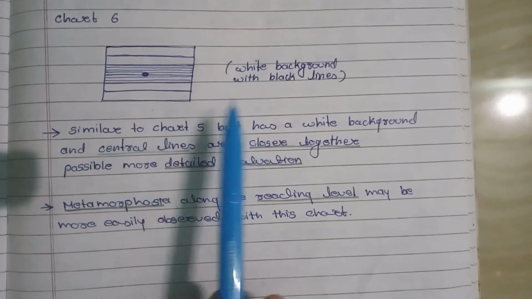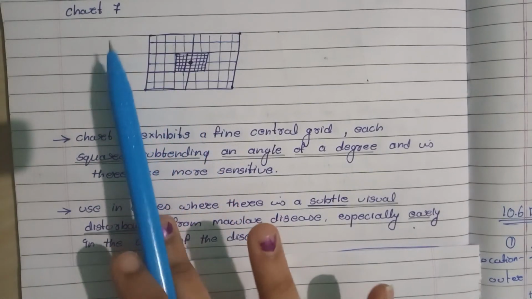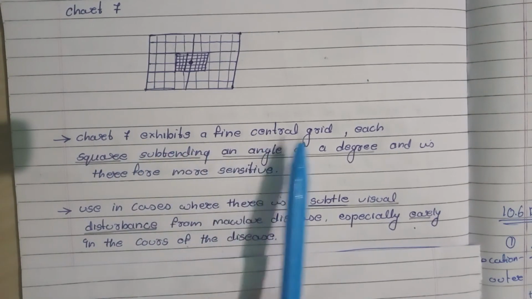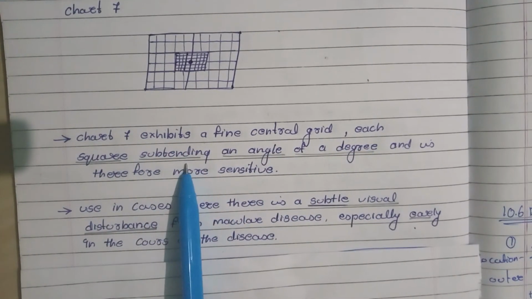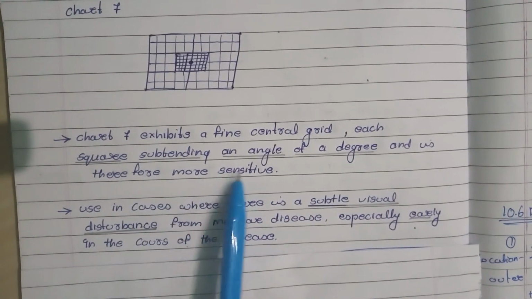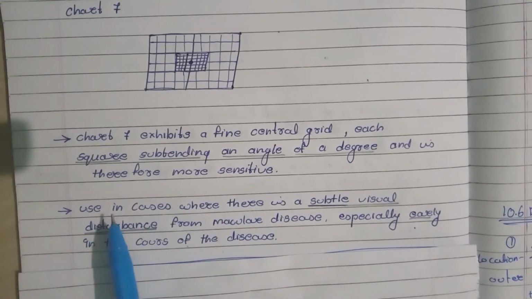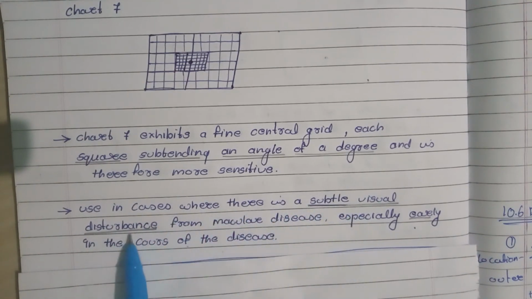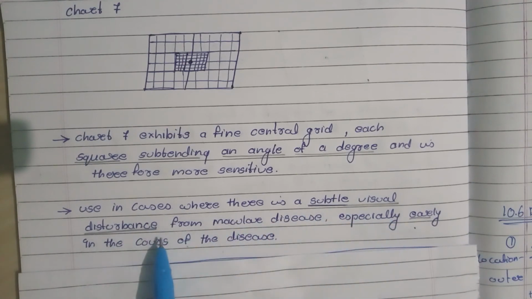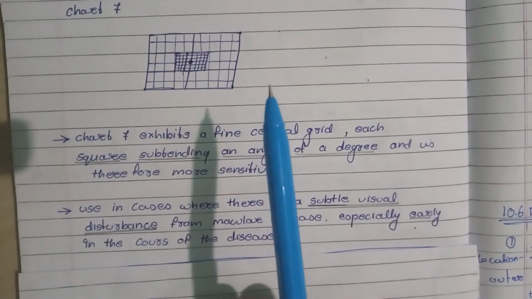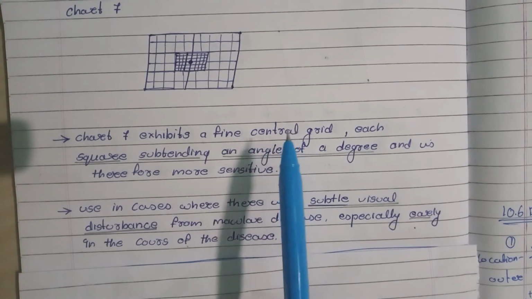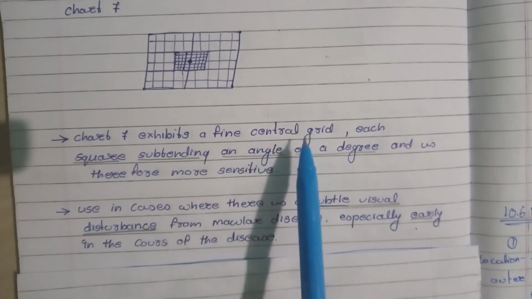Now we are going to see chart 7. Chart 7 exhibits a fine central grid, each square subtending an angle of a degree, and is therefore more sensitive. It is used in cases where there is a subtle visual disturbance from macular diseases, especially early in the course of disease. This chart 7 is used in early stages of disease when the disease is not very strong or not very noticeable.